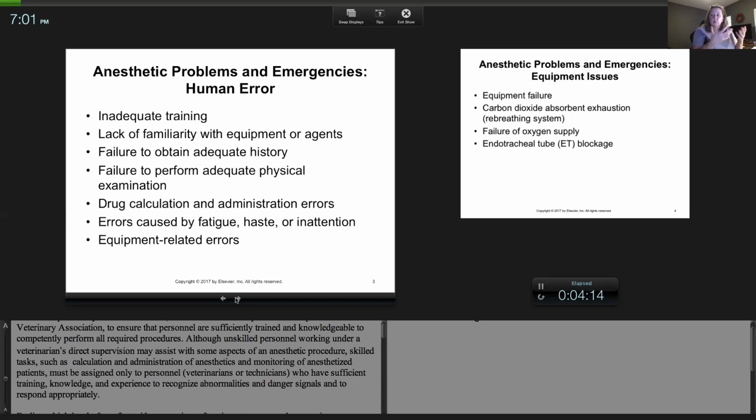So that's why you guys are going through this training. So when you do anesthesia, you're going in with some knowledge of what you're doing. We don't just pick anyone off the street and say, anesthetize this dog. It takes a level of training.